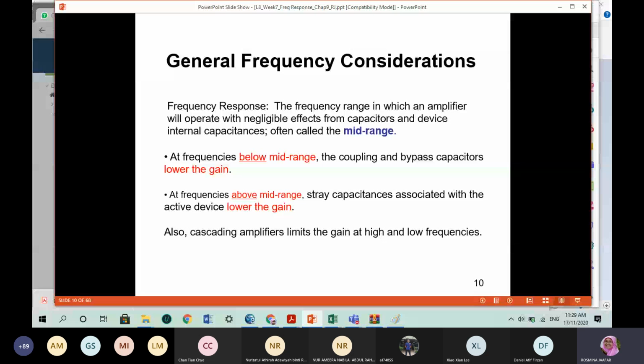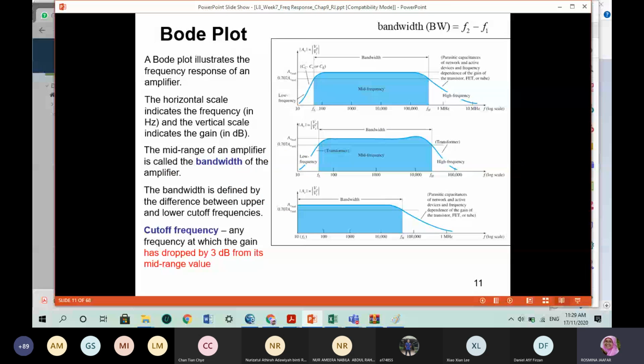Okay. Bode plot of frequency response. For example, recall that the Bode plot is the illustration of the frequency response of an amplifier. The horizontal scale in this figure indicates the frequency and the vertical scale indicates the gain. Okay, so the gain here, you have the maximum, the flat response, here is the mid gain, AV mid. The cutoff is always 0.707 or 70.7% of the mid-band gain, AV mid.